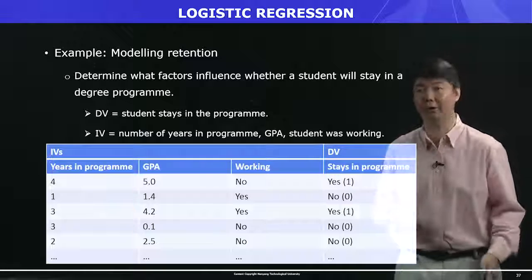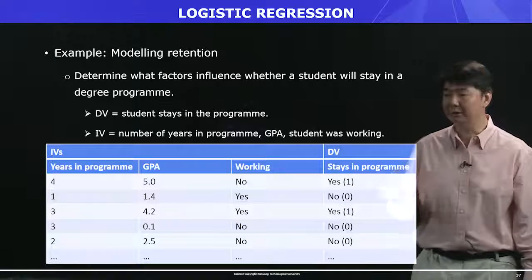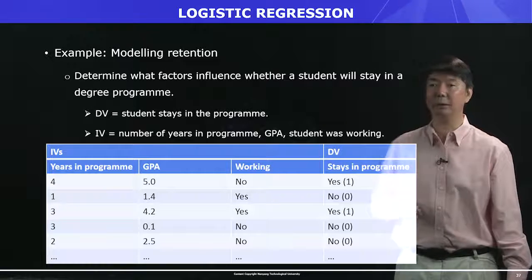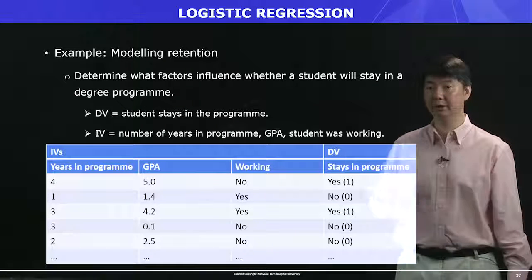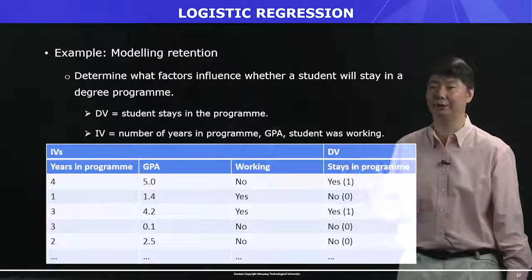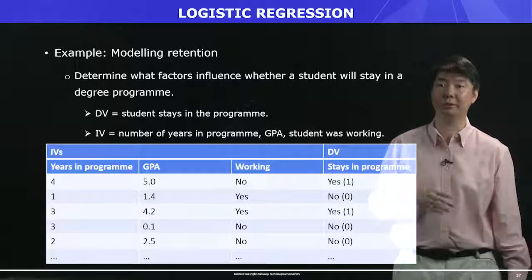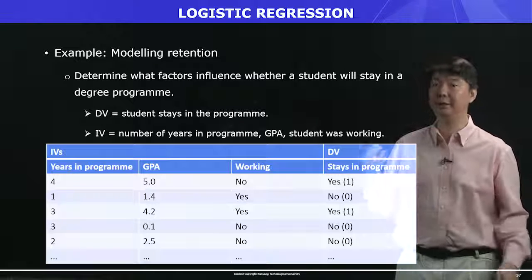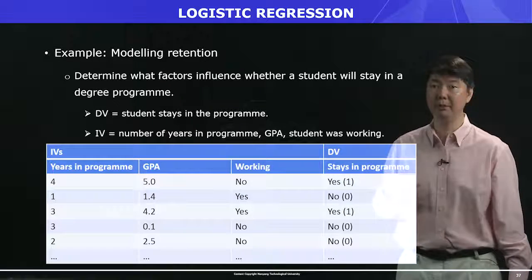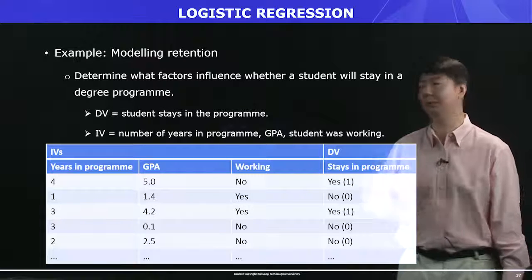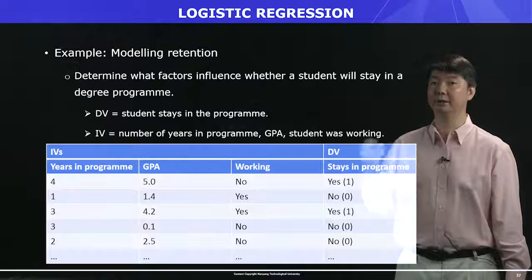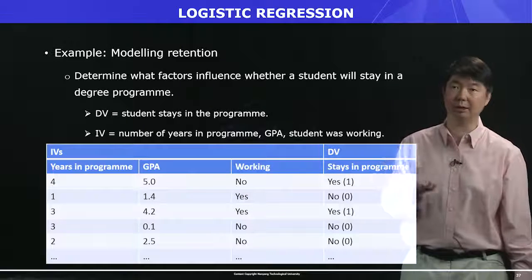Okay, let's look at a more involved example. Let's say you are a university administrator and you want to find out what are the factors that would influence whether a student will stay in his or her degree program or not. So in other words, you're interested in student retention, and as a university, you want to help students stay in their degree program and not drop out. So let's say you collect a bunch of data. The dependent variable will be whether the student stays in the program. So you have yes, that is represented by 1, no, that's represented by 0. And then you have a bunch of independent variables, such as the number of years the student stays in the program, the student's GPA, and whether the student was working or not.